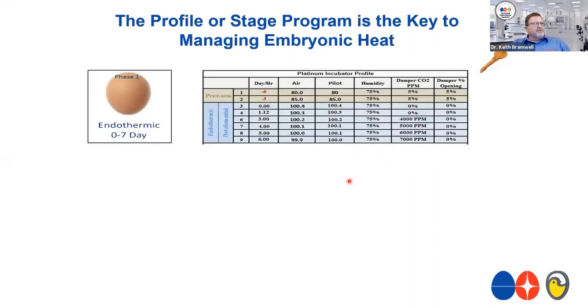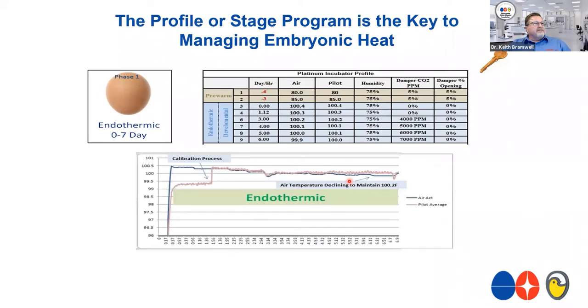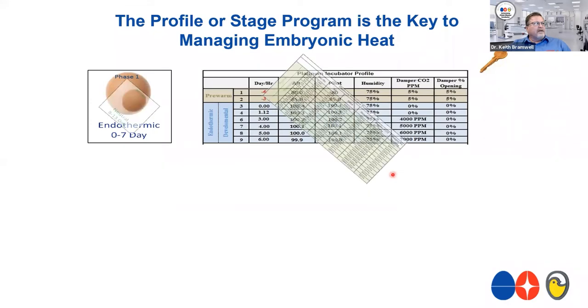So our profiles during our endothermic stage, and this is an example of Jamesway again, 0 to 7 days, we are looking at maintaining that shell temperature. So we have a little bit higher air temperature to maintain the 100.2 shell temperature. A lot of this was done with our pilot eggs, so we're able to monitor this during the incubation process and see how the machine worked to give us those results.